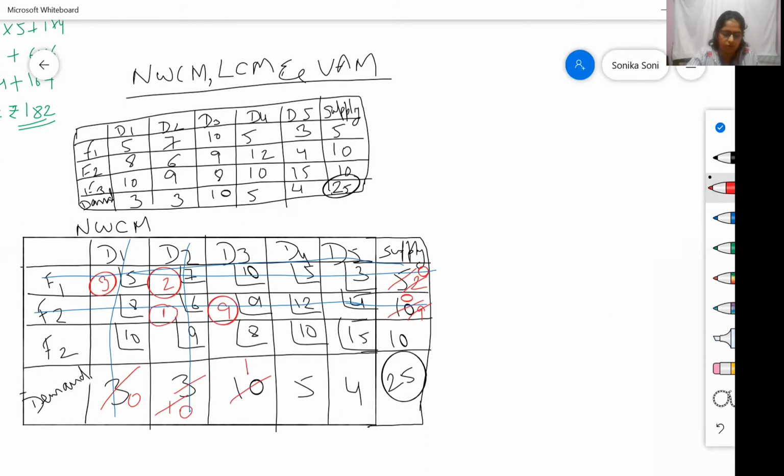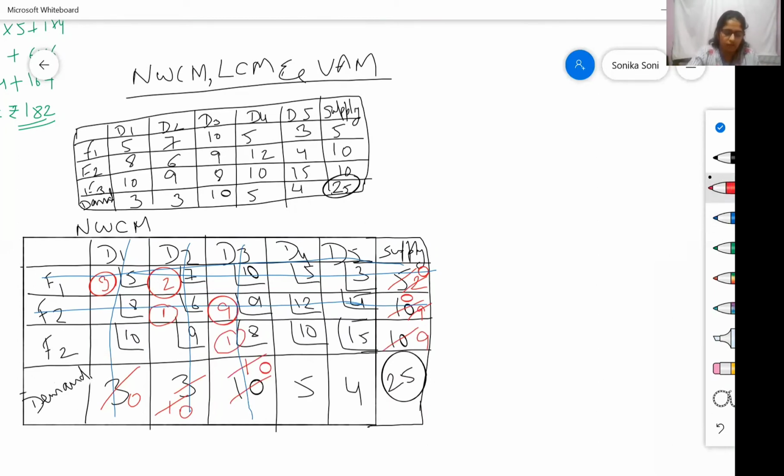Now, which is the next northwest corner side? 8 is the northwest corner side. So which means we will have to allocate here. We can allocate only 1 here. So we allocated 1. The demand became 0 and supply became 9. Now the D3 column became 0, so we will cancel D3 column off.